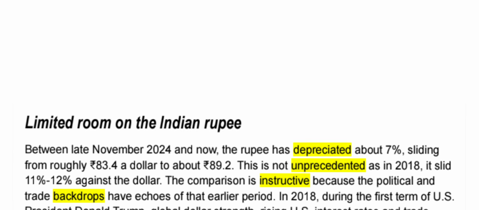Between late November 2024 and now, the rupee has depreciated about 7%, sliding from roughly Rs 83.4 a dollar to about Rs 89.2. This is not unprecedented, as in 2018 it slid 11% to 12% against the dollar. The comparison is instructive because the political and trade backdrops have echoes of that earlier period.